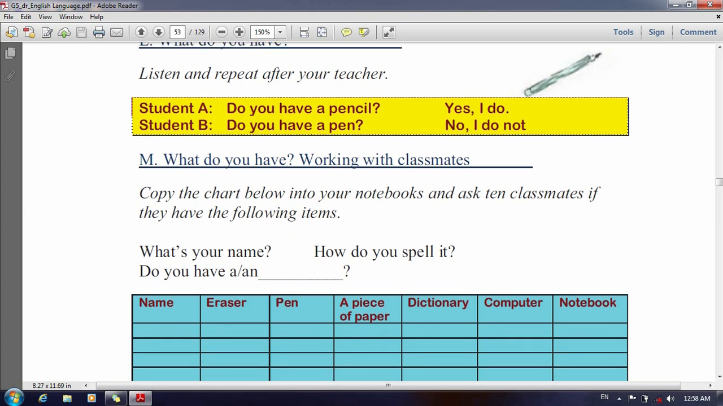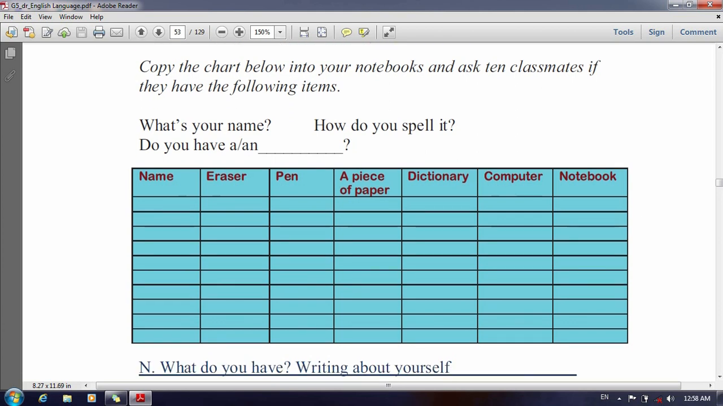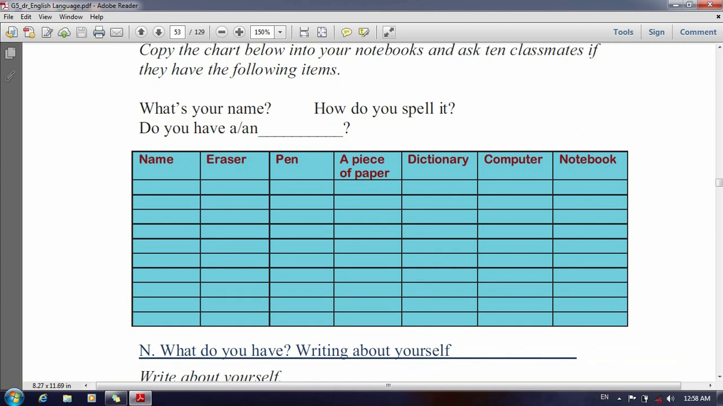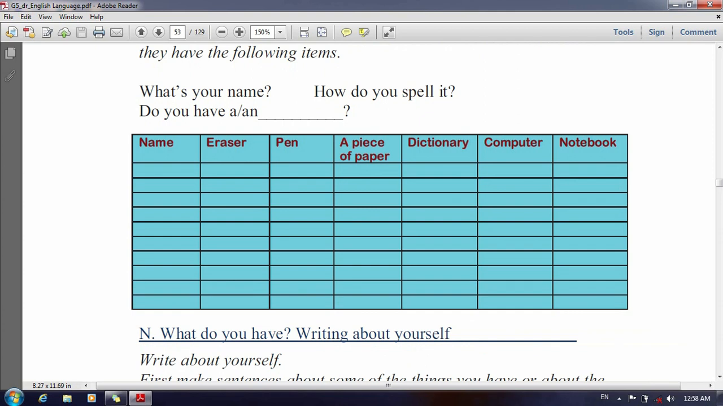What is your name? How do you spell it? Do you have a or an? Name, eraser, pen, a piece of paper, dictionary, computer, notebook.